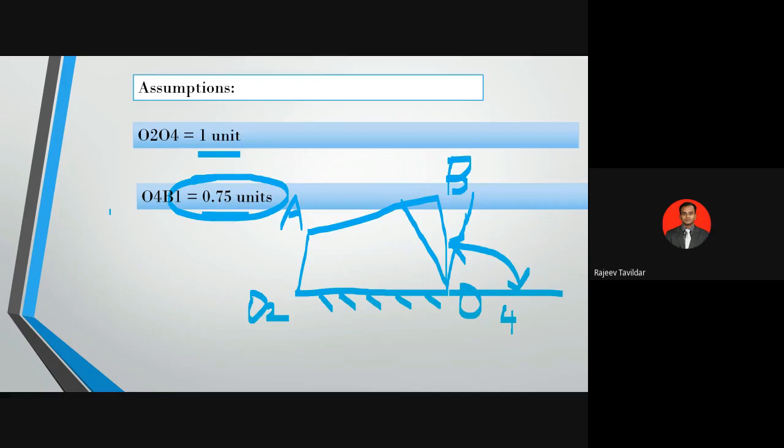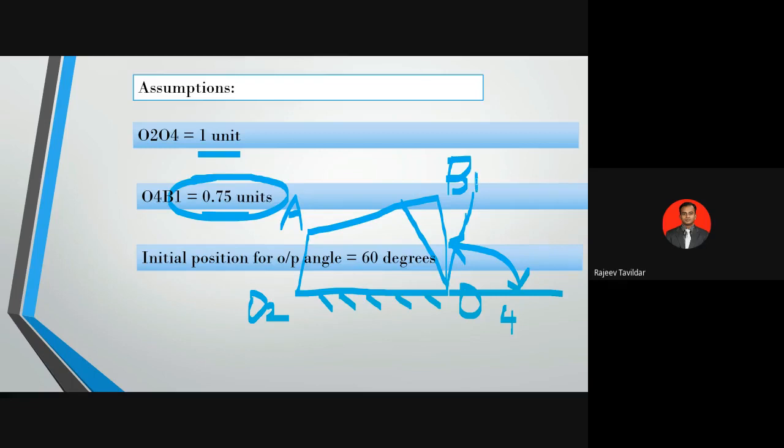So the second assumption is for the output link length, and the third assumption is for the initial position, that is O4B1. When you take O4B1, the angle at which you take it, you can take as 60 degrees. This is totally dependent on you. There is no hard and fast rule that you have to take 60 degrees. You can make it 40, 45, 50, anything. These units also you can change. Just make sure that whatever you write, you follow it in the diagram perfectly. For example, if O2O4 is 1 unit, which I take as 10 centimeters, then O4B1 will be 0.75 units, which means 7.5 centimeters.